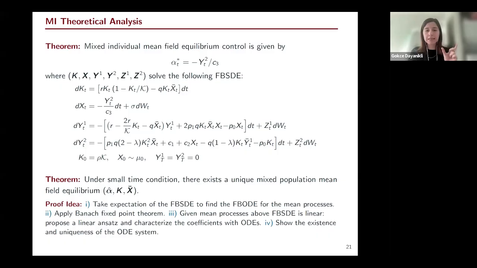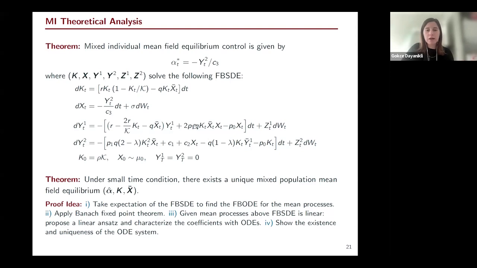Then for these mean processes, we are applying a Banach fixed point theorem. So we show that under the small time condition, the mean processes exist and are unique. So given these existing and unique mean processes, we realize that this forward-backward stochastic differential equation now becomes linear because we are going to treat these things as exogenous. So then we can propose a linear ansatz, we basically reduce the system to a system of ODEs, and then we can show the existence and uniqueness of the ODE system.